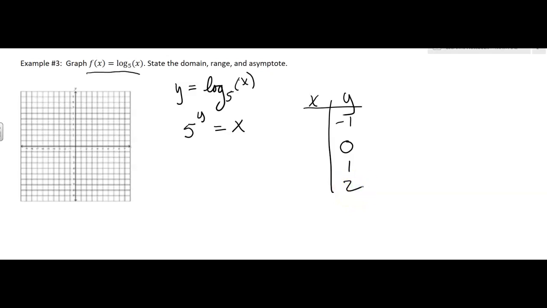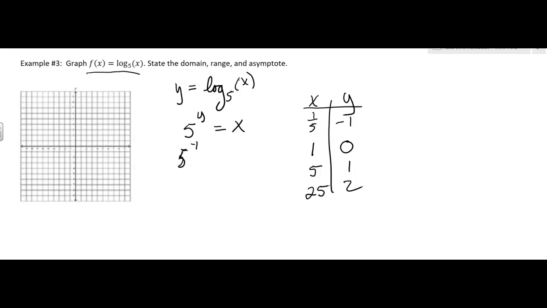Okay, so when you put in -1 for y, you're going to have 5 to the power of -1, which is going to be 1/5. When you put in 0, you're going to get 1. When you put in 1, you're going to get 5. And if you put in 2, you get 25, which doesn't really fit on our graph paper here. I mean, you could scale it differently, but I'll just stick with this.